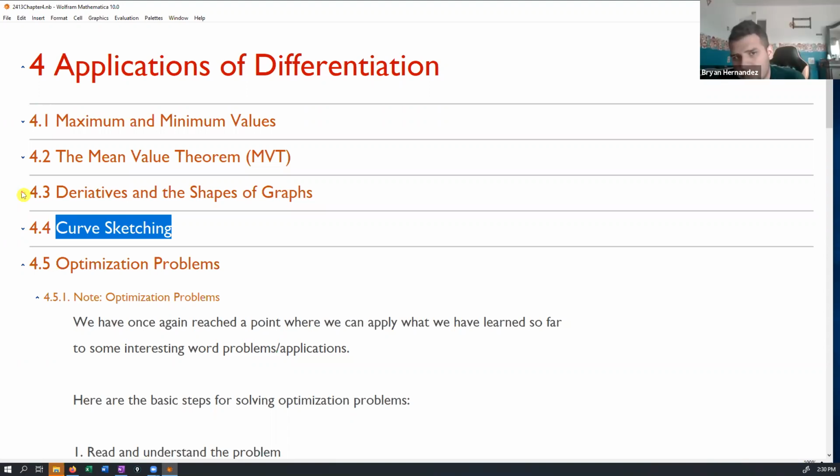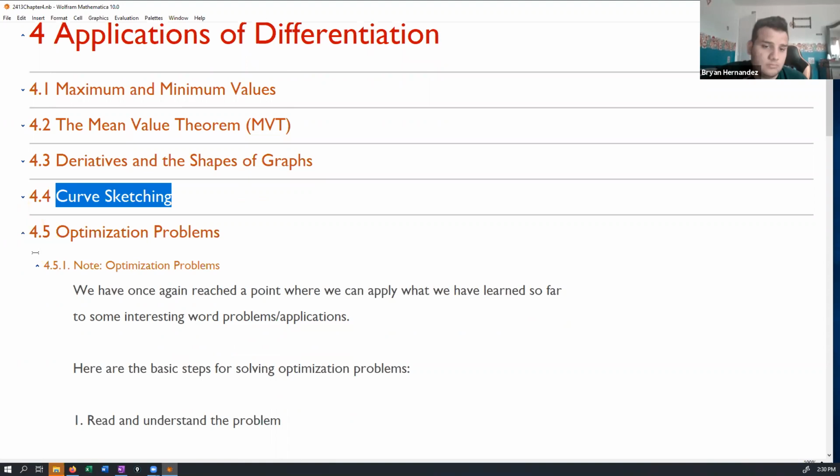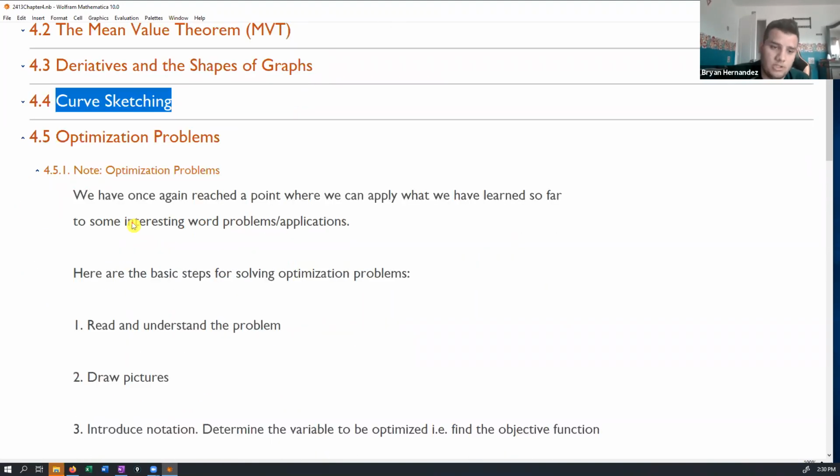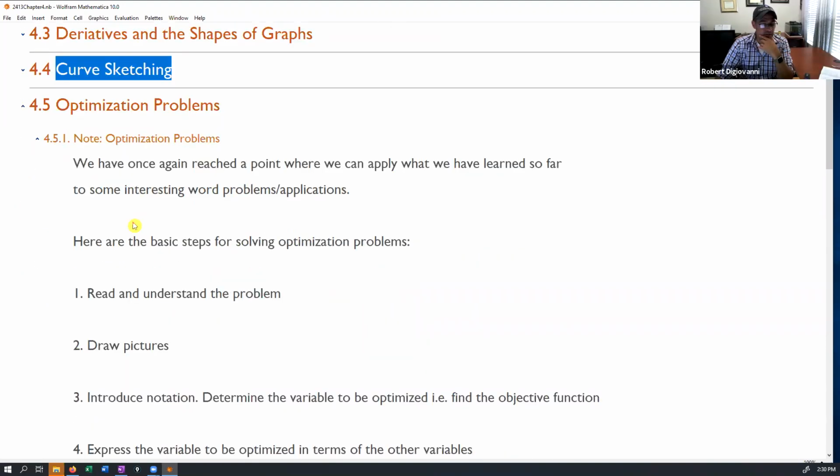Sir, for 4.3, do you still want us to just do A and B only? No, you can do it all now. Unless it says sketch. If it says sketch something, just ignore it. I think it says sketch on part D, but just ignore it.